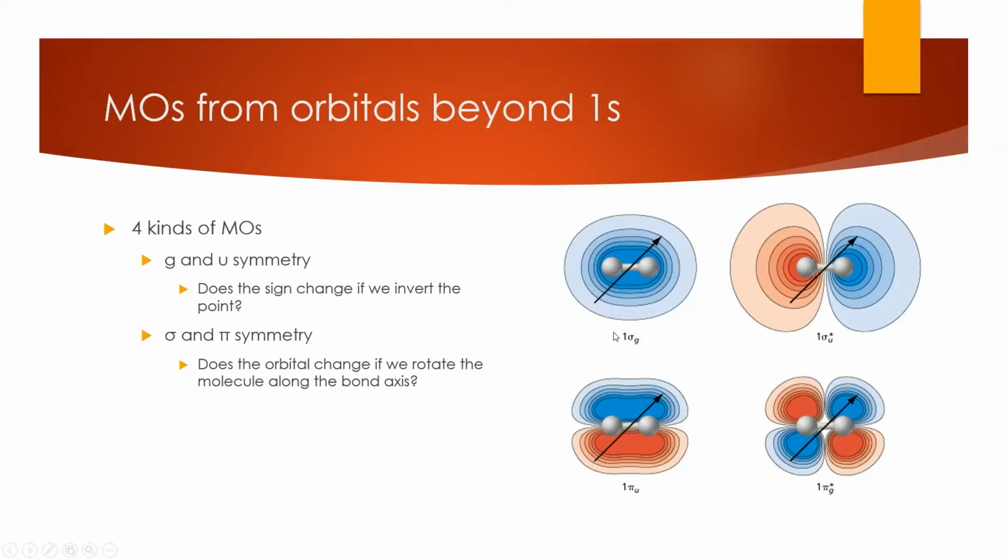So here we have a 1 sigma G bond for a bonding sigma orbital, and here we have an anti-bonding sigma orbital. Here we have a bonding pi orbital and an anti-bonding pi orbital. I'll talk about what the ones mean in a little bit here.